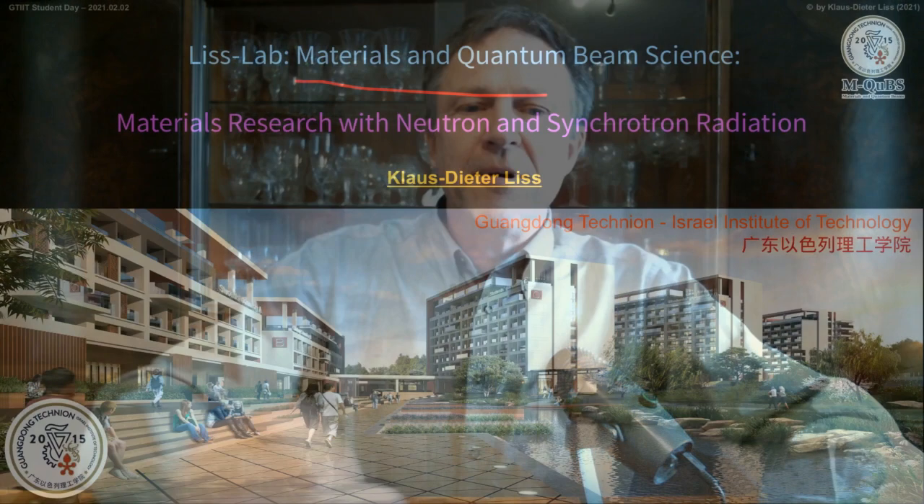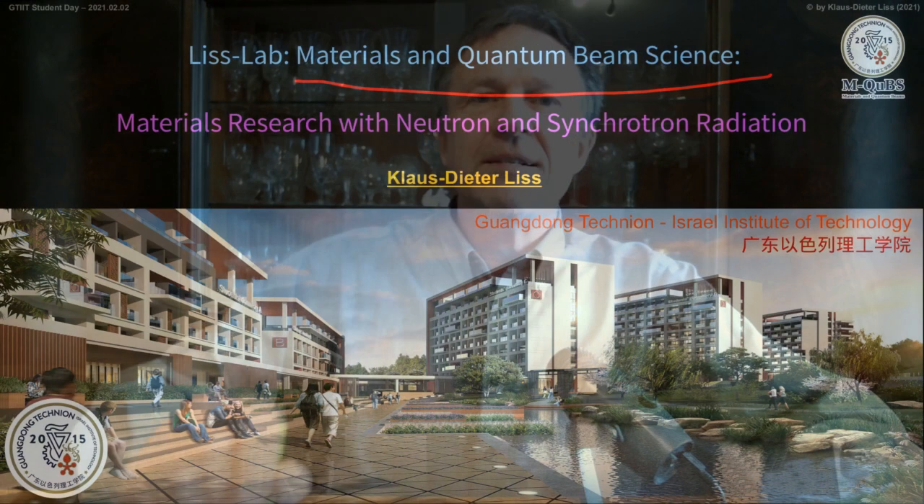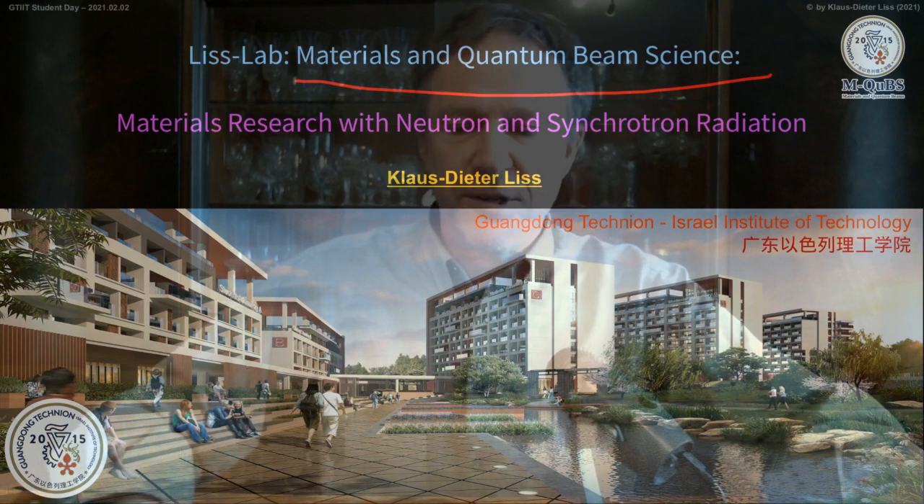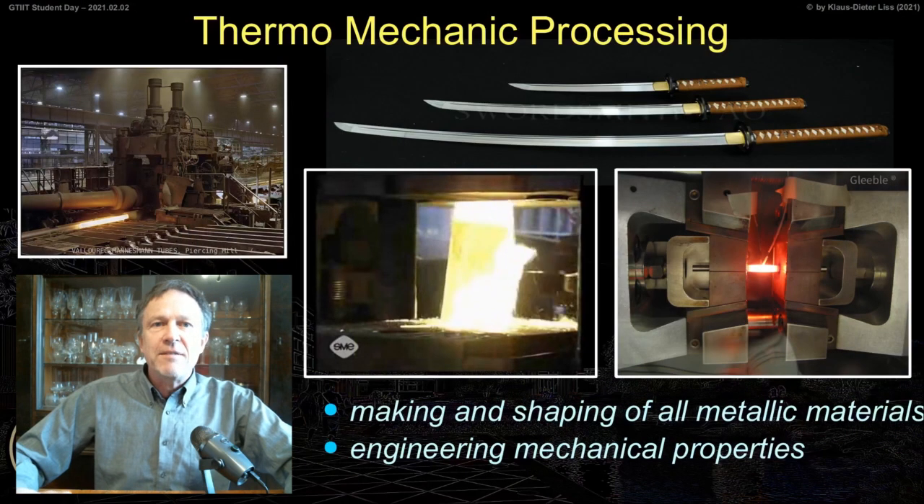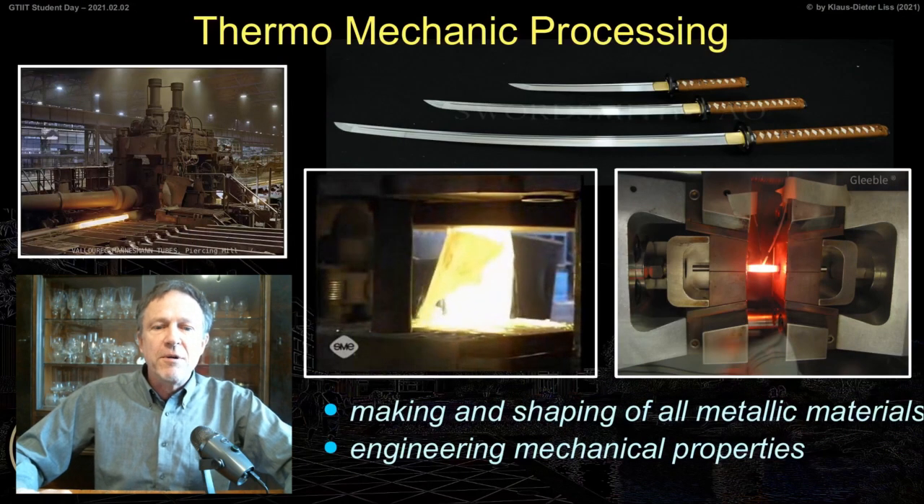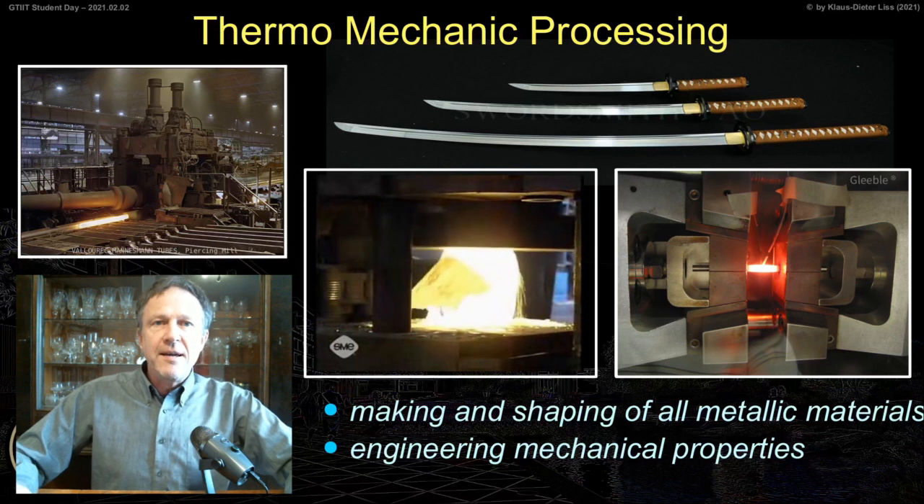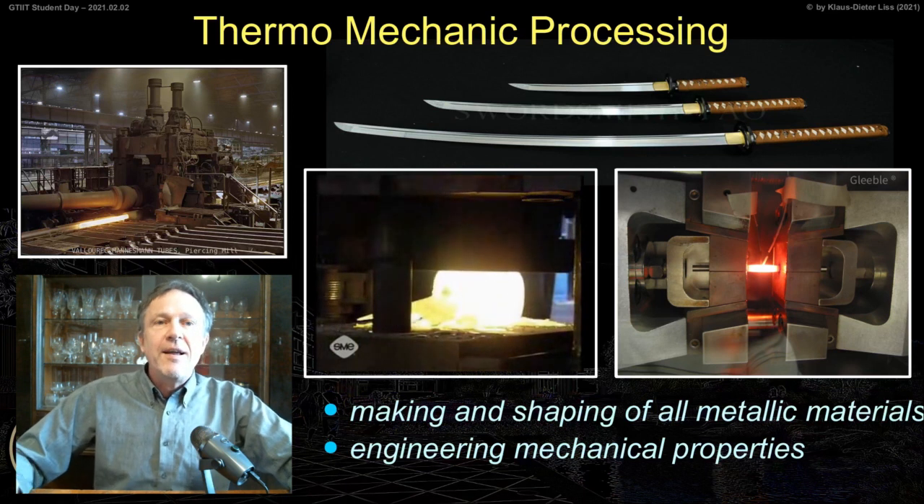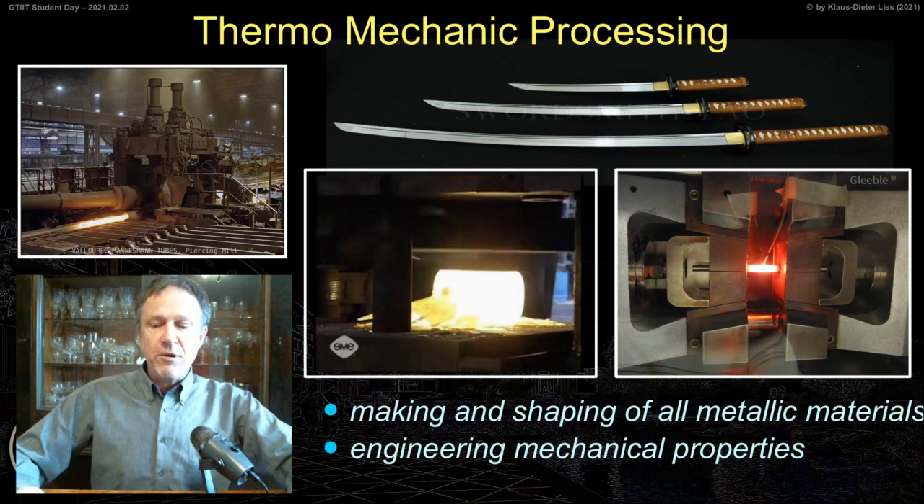I'm running the lab on materials and quantum beam science here at GTIT. So what we do is materials research with neutrons and synchrotron radiation. I'm interested, for example, in thermomechanical processing. This is the making and shaping of metallic materials. Basically, all engineering metallic materials are made via these processes.